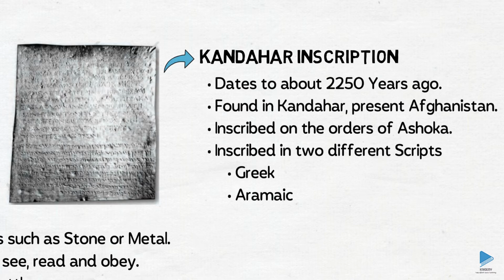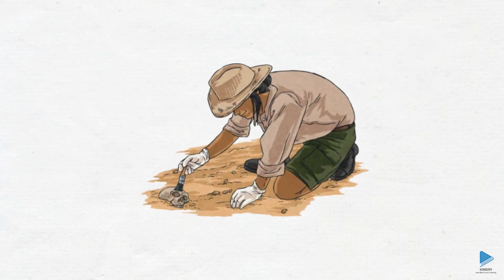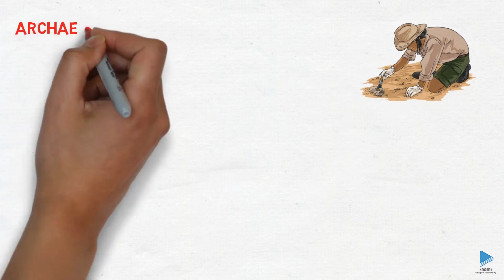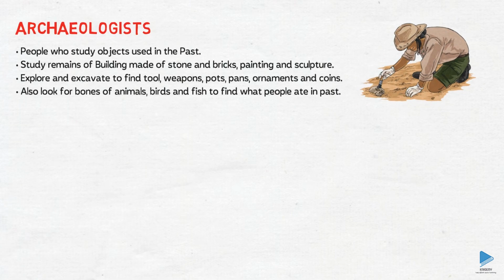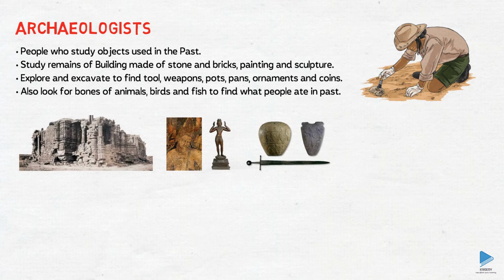ago. It was inscribed on the order of Ashoka. We will read about him in chapter 8. There were many other things that were made and used in the past. Those who study these objects are called archaeologists. They study the remains of buildings made of stone and brick, painting and sculpture. They also explore and excavate to find tools, weapons, pots, pens, ornaments, and coins.